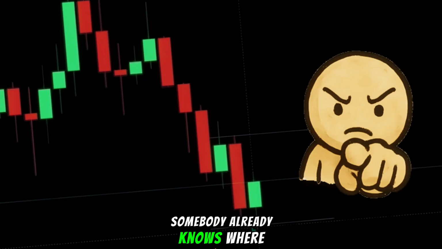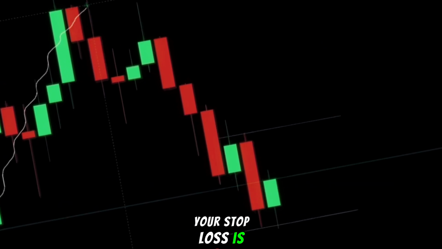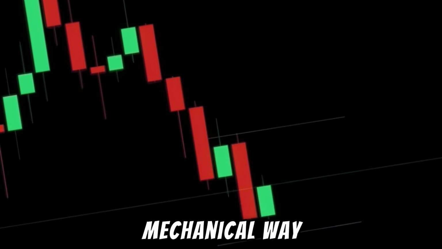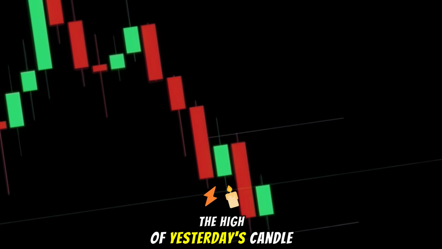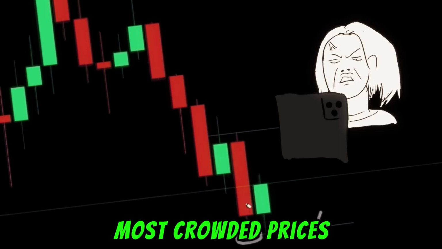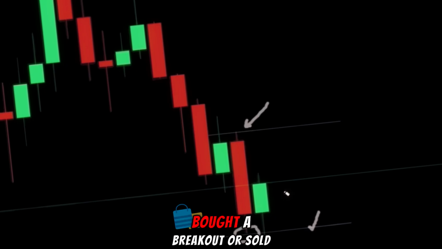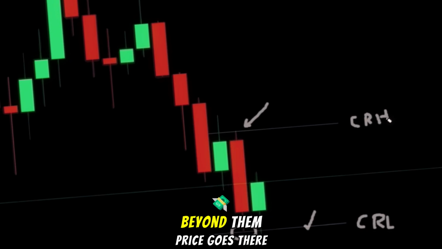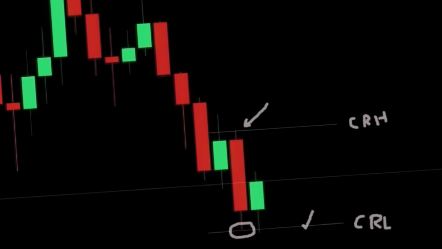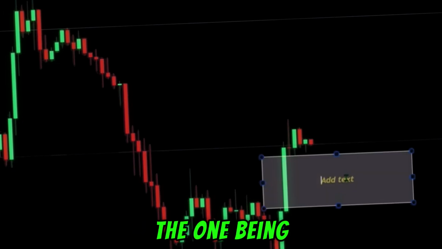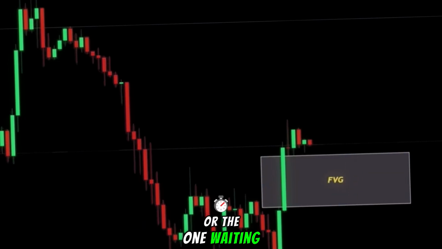Somebody already knows where your stop loss is. Not in a conspiracy way, in a boring, mechanical way. The high of yesterday's candle and the low of yesterday's candle are the two most crowded prices on your chart, and every trader who bought a breakout or sold a breakdown has left an order sitting just beyond them. Price goes there. It always goes there. The only question is whether you're the one being collected or the one waiting on the other side when it comes back.